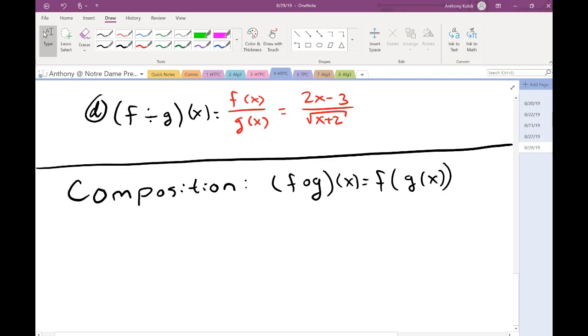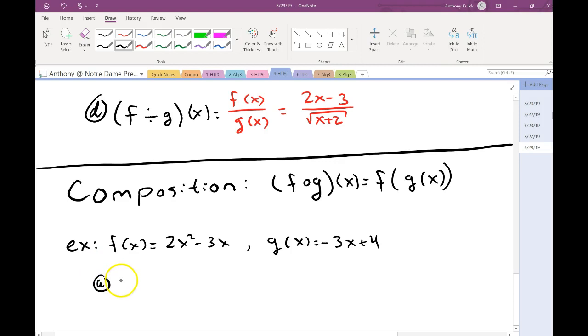Let's do some examples to remind us of the ins and outs of this. So let's suppose our f of x is 2x squared minus 3x. And our g of x is negative 3x plus 4. So we'll do a couple of examples here.